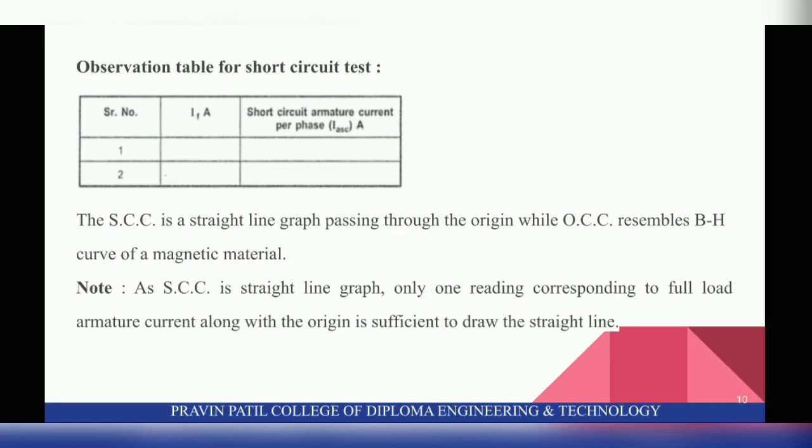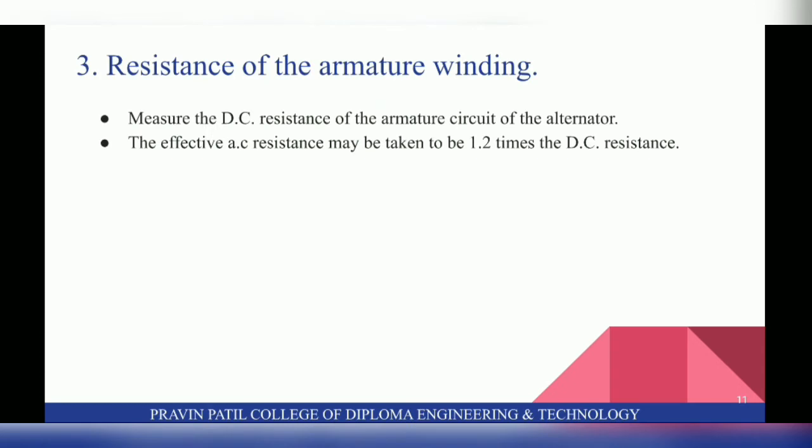The SCC is a straight line graph passing through the origin, while OCC resembles BH curve of a magnetic material. So note, as SCC is straight line graph, only one reading corresponding to full load armature current along with the origin is sufficient to draw the straight line. So you can take only one reading to draw the graph for SCC, as it is straight line graph.